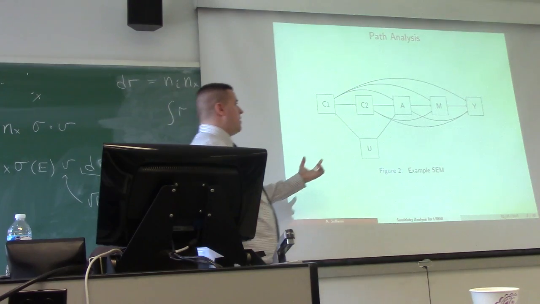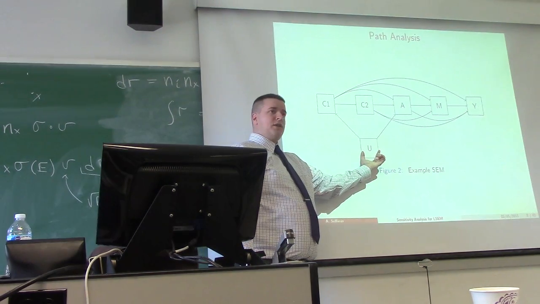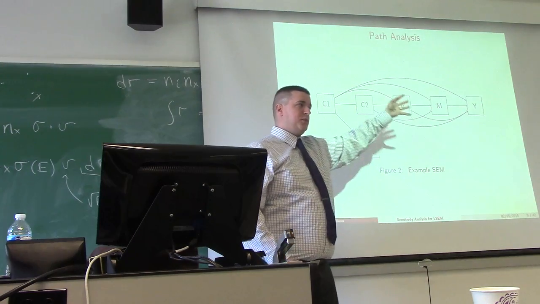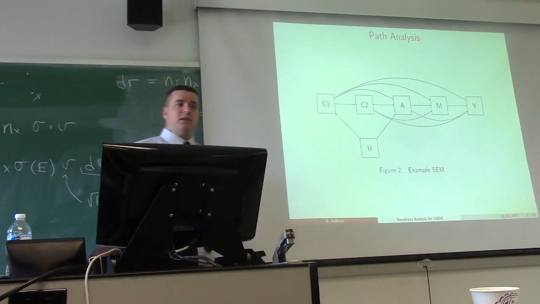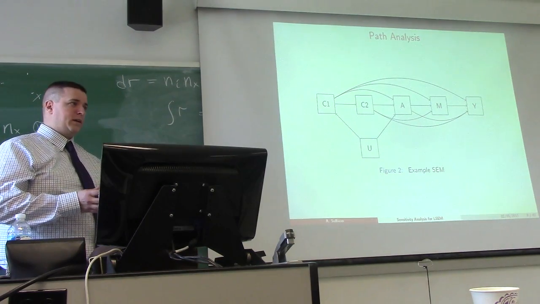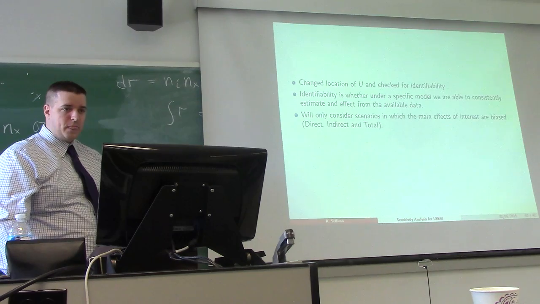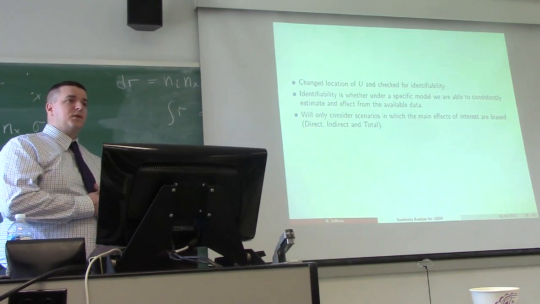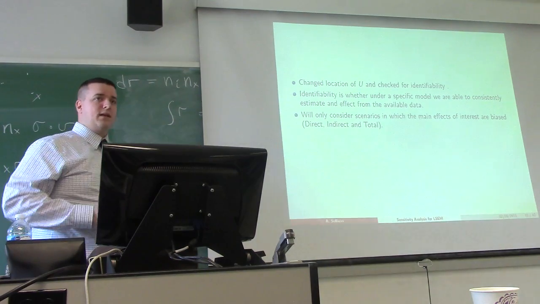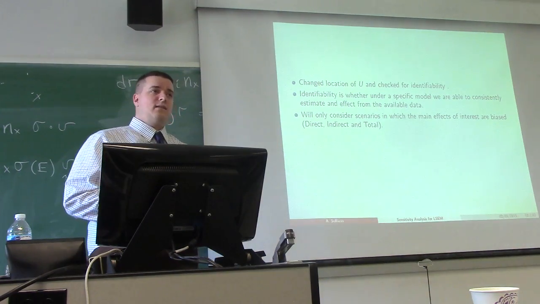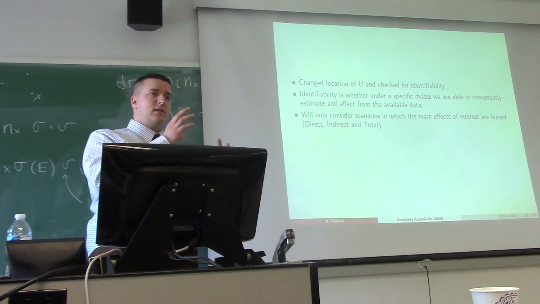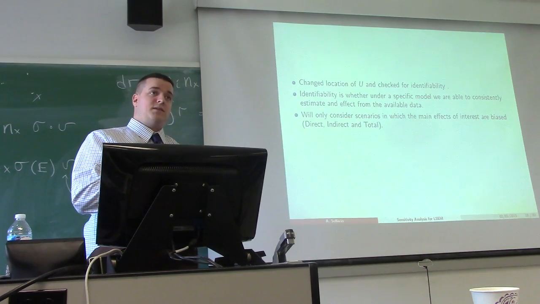So what I did is, I took this unmeasured confounder and moved it to any of these relationships or any of these paths in there. And I wanted to see which of it impacts this direct, indirect, and total effect. So we do this check for identifiability. And identifiability means that I can consistently estimate an effect.